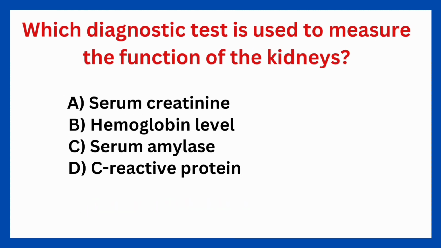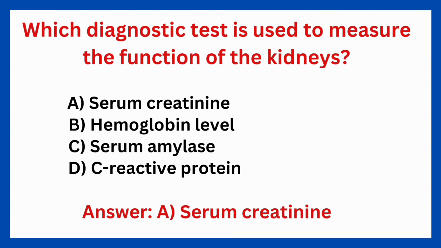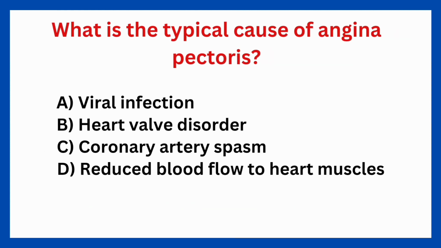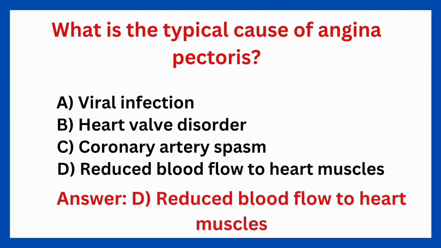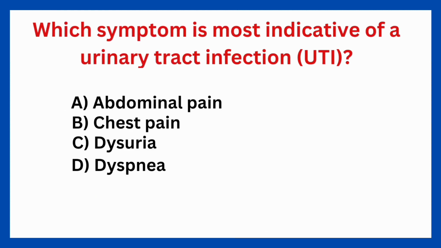Which diagnostic test is used to measure the function of the kidneys? Right answer is option A, serum creatinine. What is the typical cause of angina pectoris? Right answer is option D, reduced blood flow to heart muscles. Which symptom is most indicative of a urinary tract infection, UTI? Right answer is option C, dysuria.